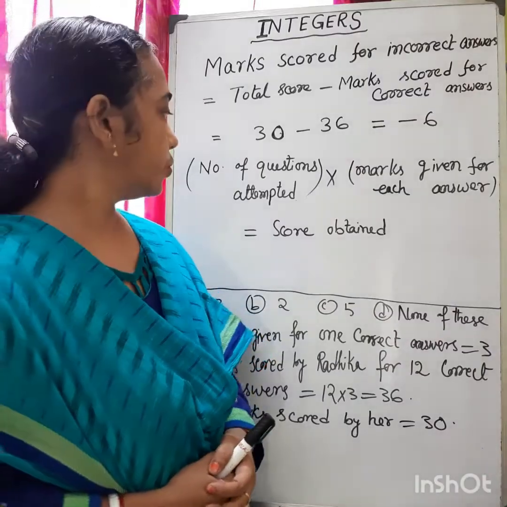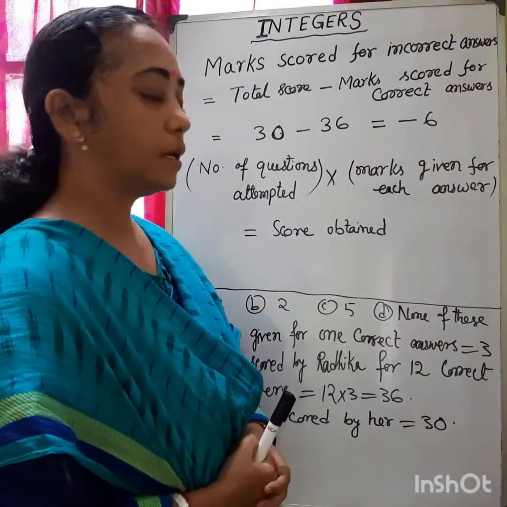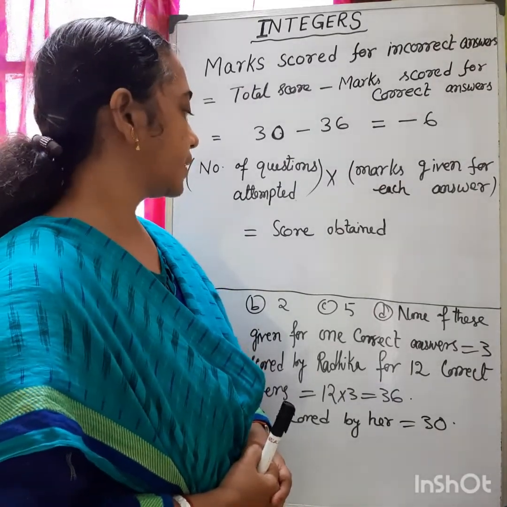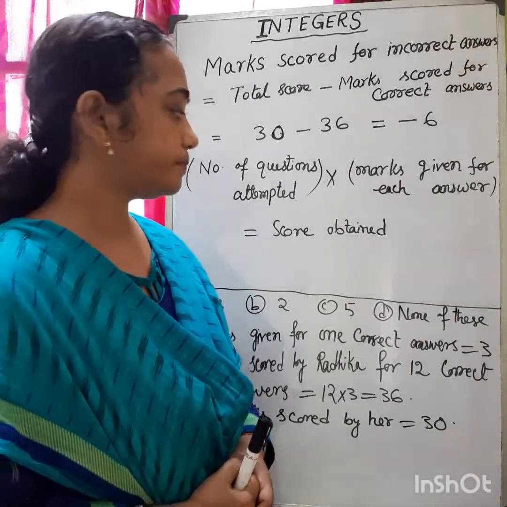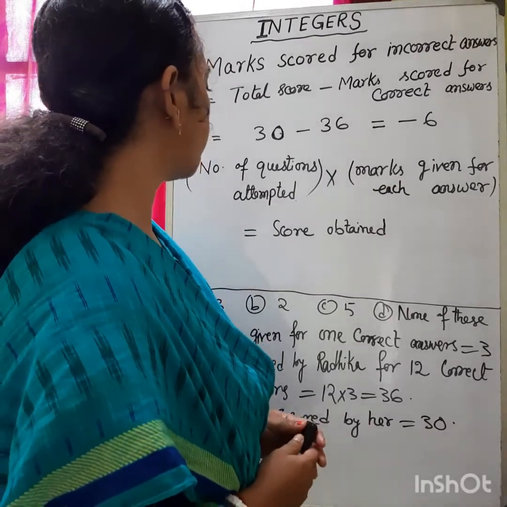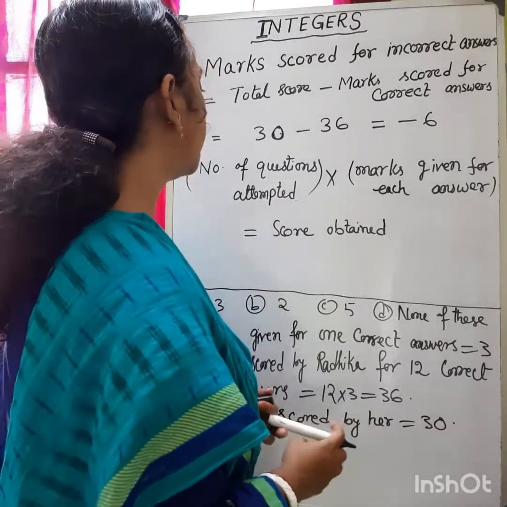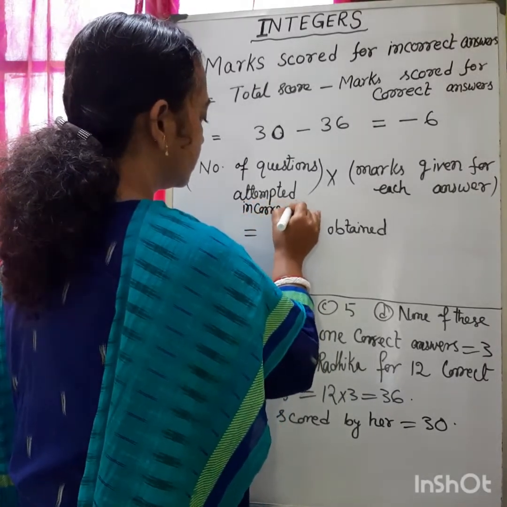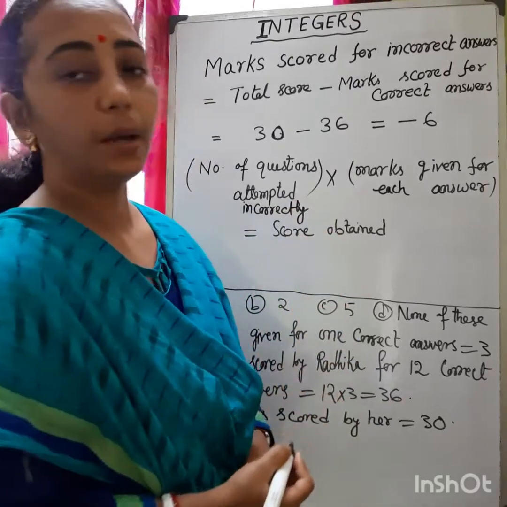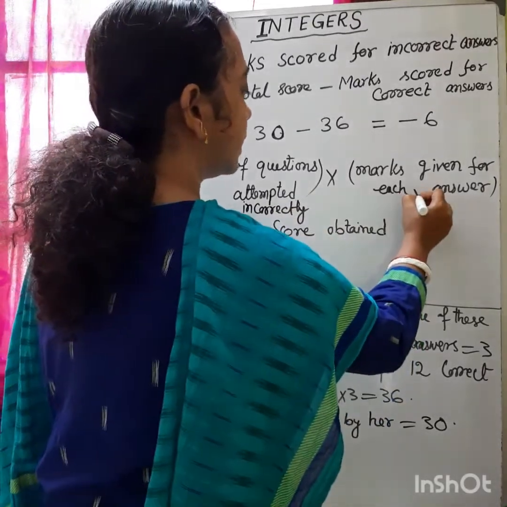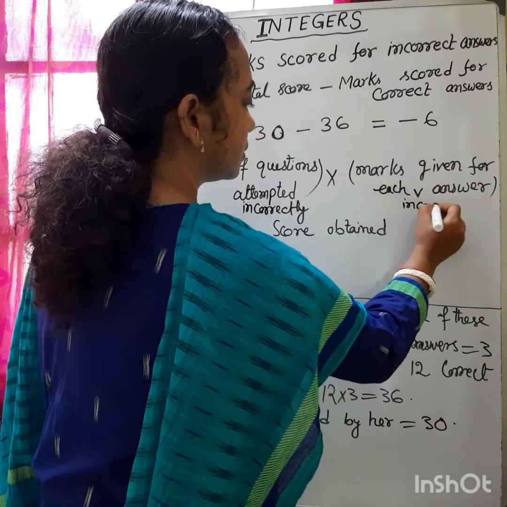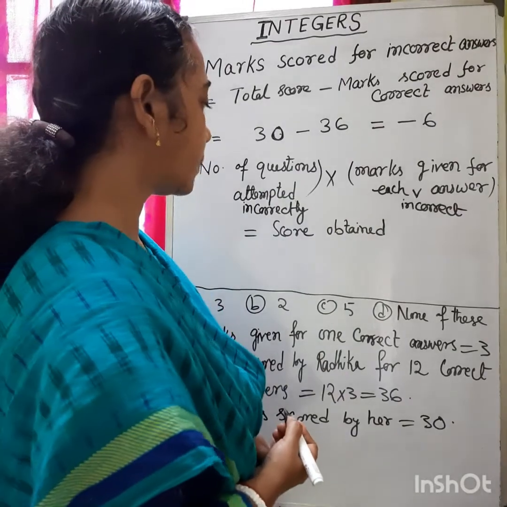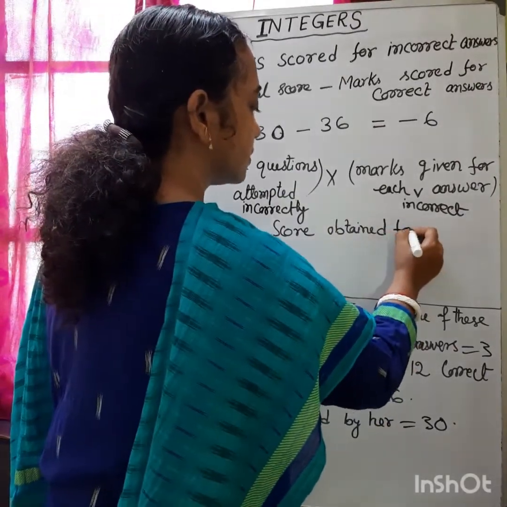Now we also know that number of questions attempted multiplied by marks given for each answer is equal to the score obtained. So in place of number of questions attempted, if we write number of questions attempted incorrectly multiplied by marks given for each incorrect answer is equal to score obtained for incorrect answers.